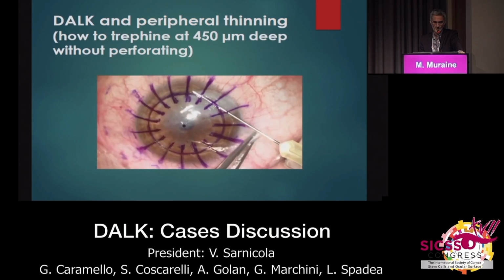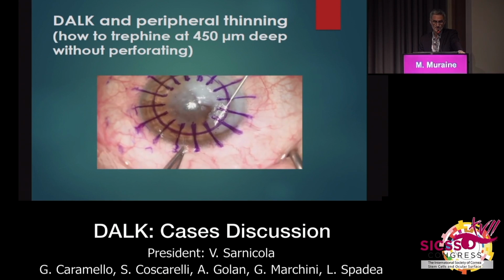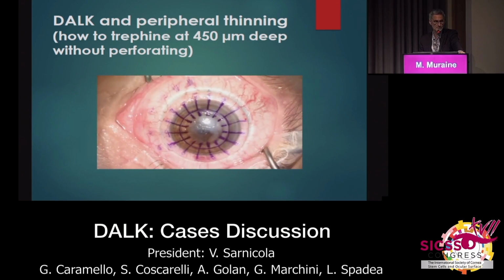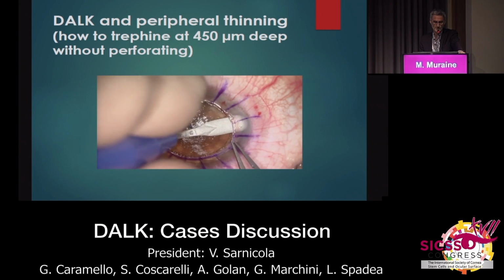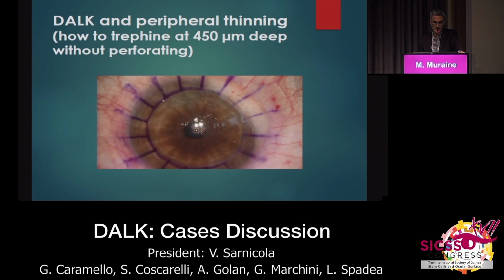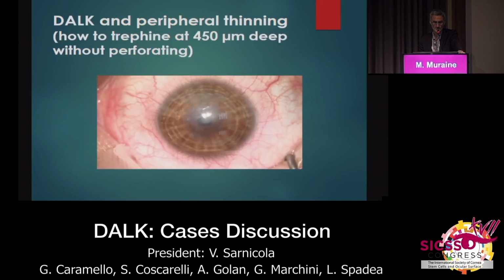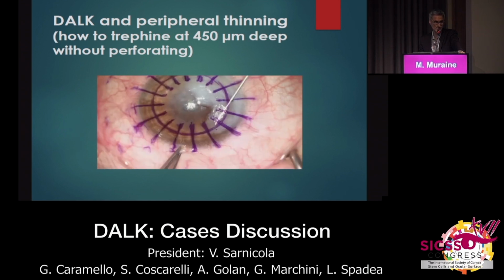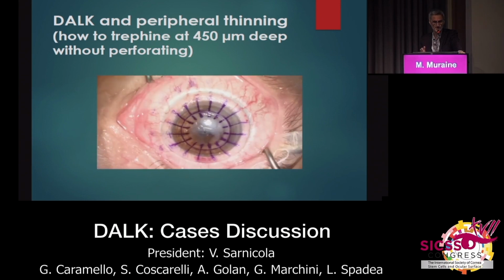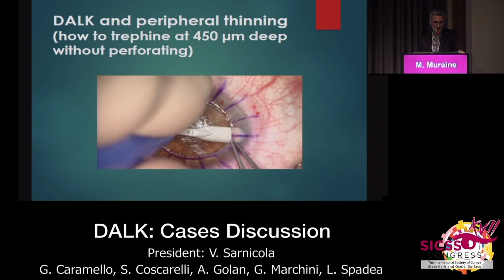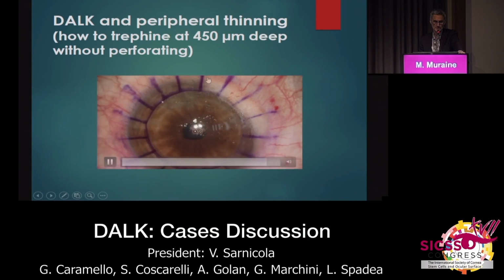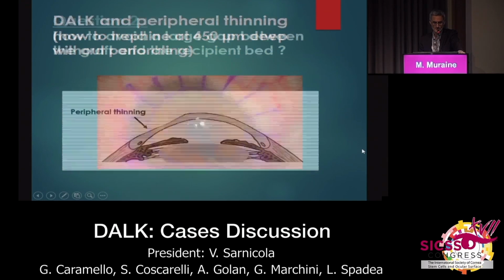I'll show you here. So you mark, and on the area of thinning, you inject water into the stroma to thicken the cornea, and then you can trephine at 450 microns normally, and then bare the Descemet's membrane. I'll show you another time. So you inject water with a 30 gauge needle in the area where it's very thin, and then you trephine at 450 micron deep. Okay? You see here that you dissect a little skirt.